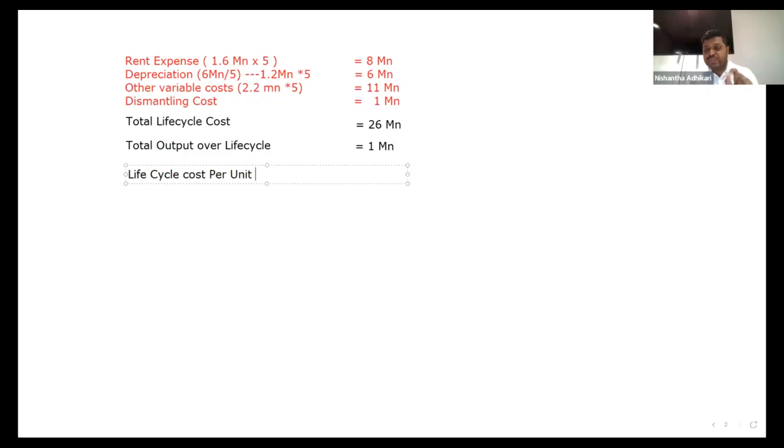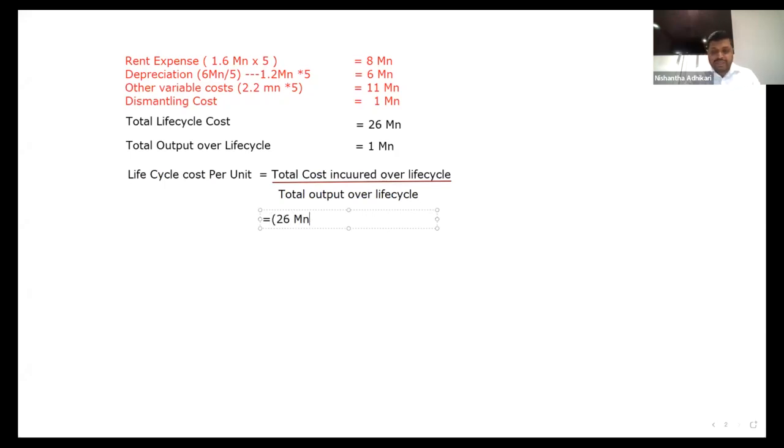How to calculate life cycle cost per unit? Total cost incurred over the life cycle will be divided by total output over the life cycle. I'm just reminding you because it is now very close to your final exam. Therefore, 26 million divided by 1 million output, the estimated cost will be 26 per unit. This is the estimated cost.